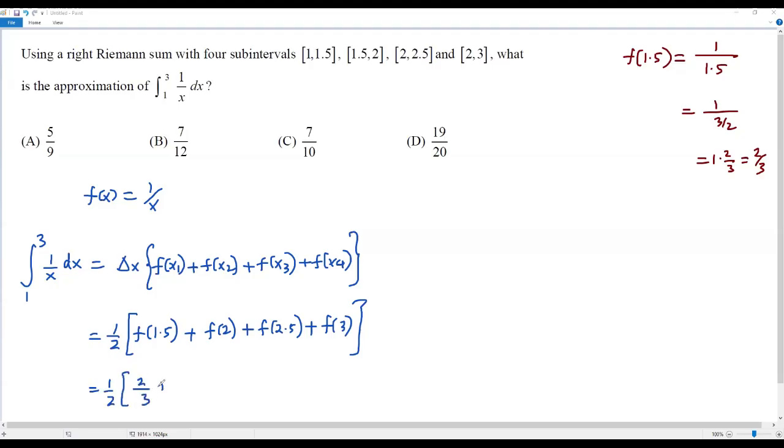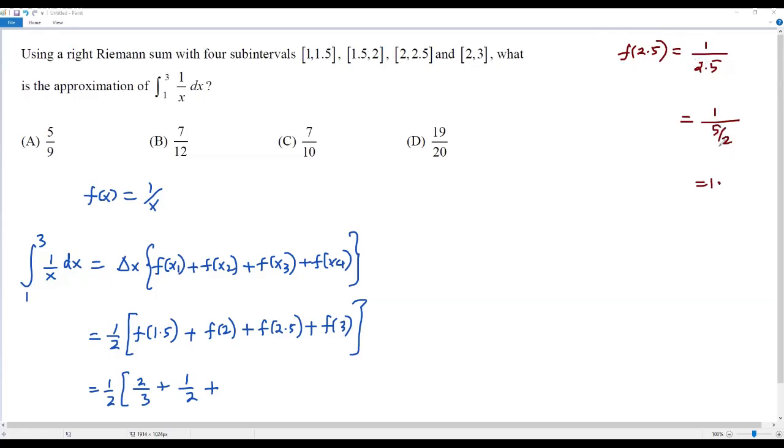Now, to calculate f of 2, what we have to do is plug in 2 for x over here. Then I'm getting 1 over 2. And let me calculate f of 2.5 separately, as I have done over here. f of 2.5 equals 1 over 2.5. And we can write this 2.5 as 5 over 2.